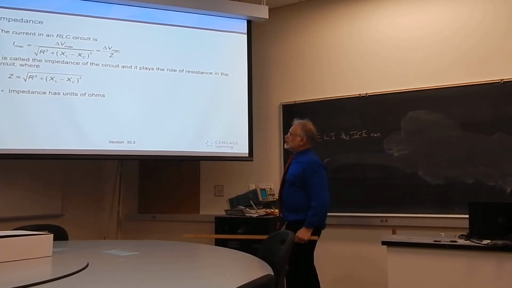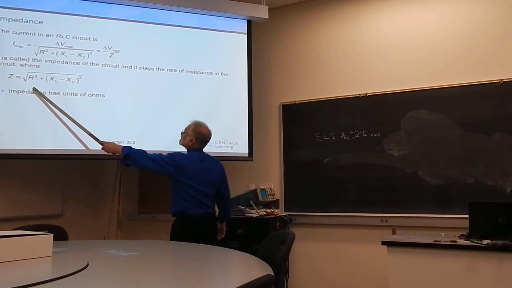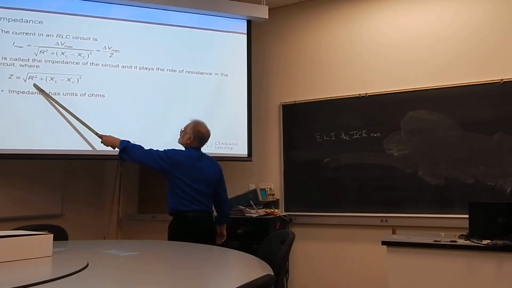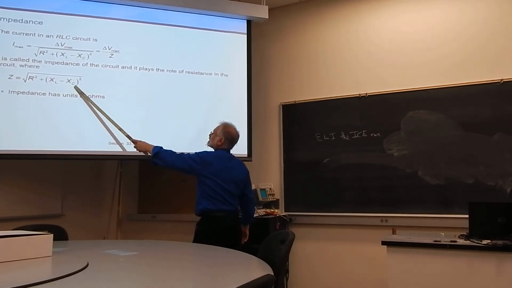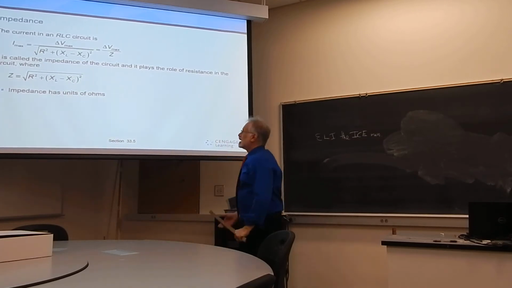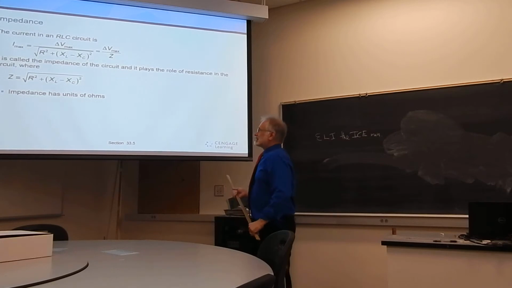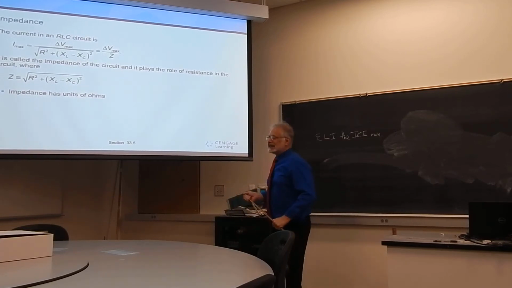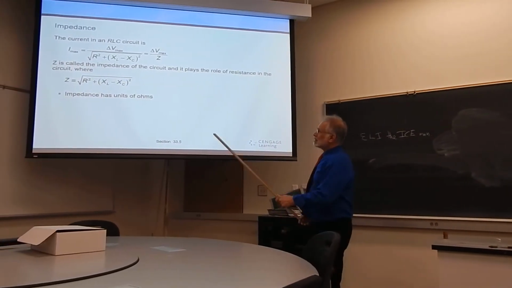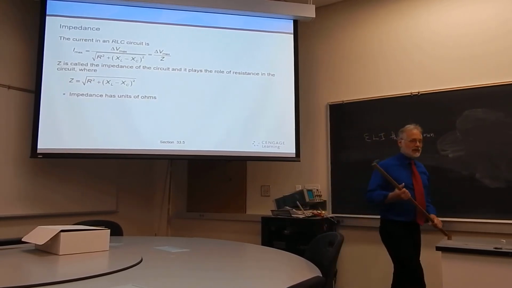We define the term impedance as this combination of the resistance, inductive reactance, and capacitive reactance. It has a unit of ohms. It's essentially the AC version of resistance, if you want to think of resistance as a DC term. So impedance, important term to remember.